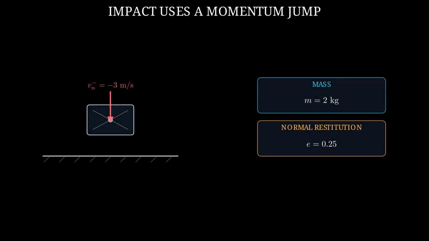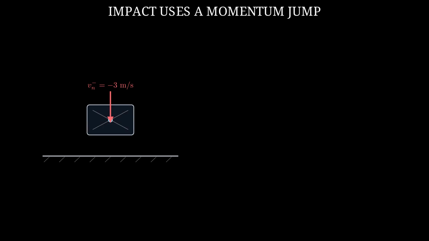The gap and normal velocity tell us when an impact response is allowed, but they do not yet tell us the outgoing velocity. Now the same 2 kilogram crate reaches a fixed floor at 3 meters per second downward. We choose a normal restitution coefficient of 1/4. In this simplified collision law, restitution specifies the rebound speed relative to the incoming normal speed.